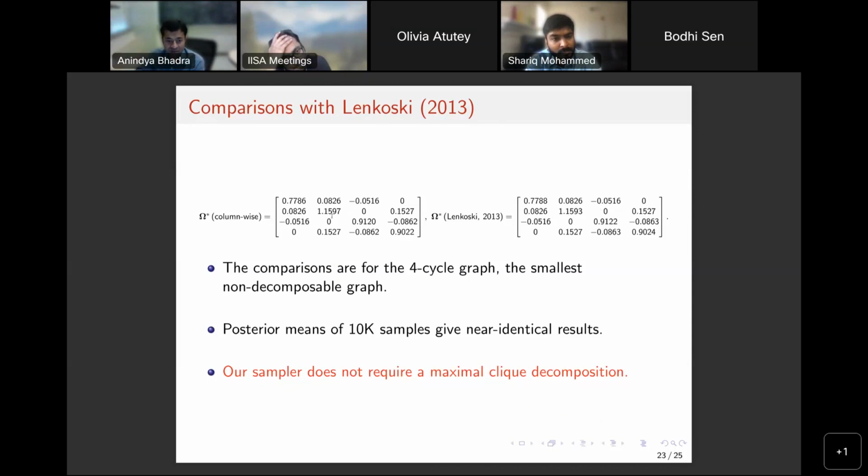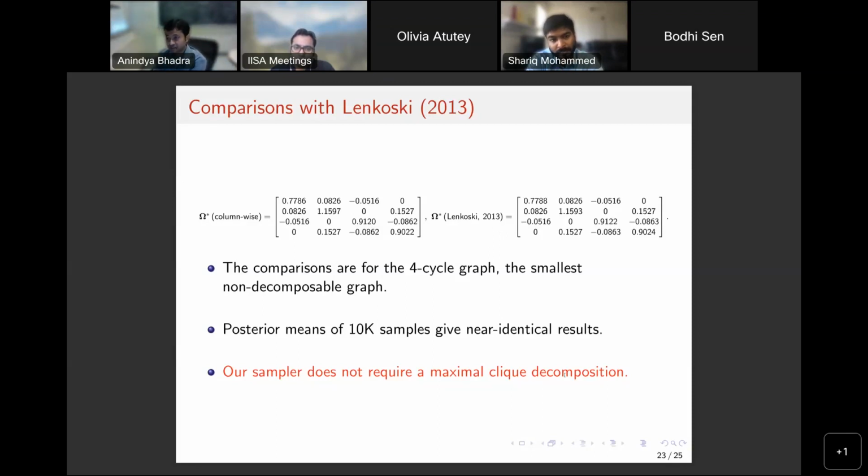And the posterior mean based on 10K samples is near identical. And this is the smallest possible example that I can fit on one slide, maybe. We tried up to p equals 30. And the maximum difference, I think, in the Frobenius norm between Lenkowsky's and our methods that we saw, omega star ours minus omega star Lenkowsky, Frobenius norm of that was upper bounded by 2.6 or something like that. Which tells us it gives us valid results. And the key point is that our sampler does not require a maximal clique decomposition.